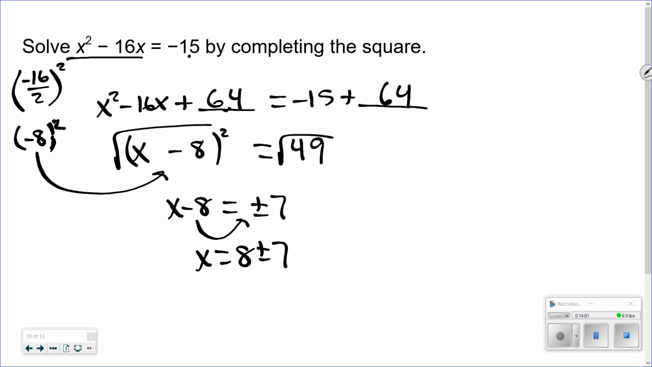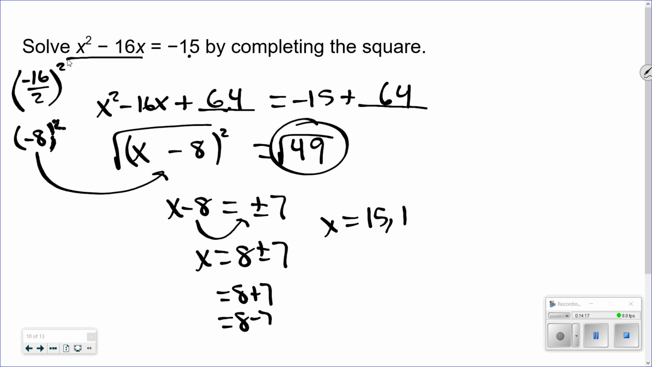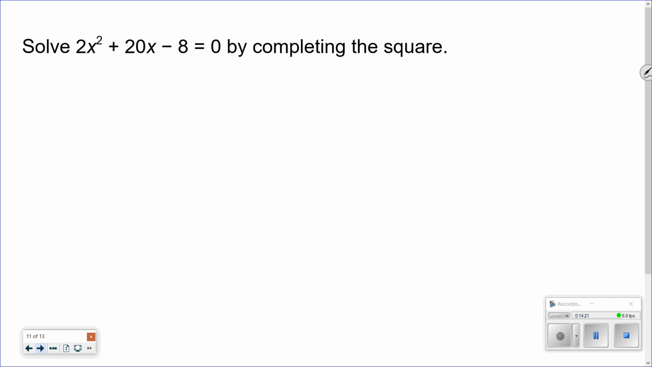8 plus or minus 7, so one answer is 8 plus 7. Another answer is 8 minus 7. So we end up with x equals 15 and x equals 1. So if your square root comes out evenly, then you can keep going. If not, like the last problem, just take it and simplify it down as far as you can.